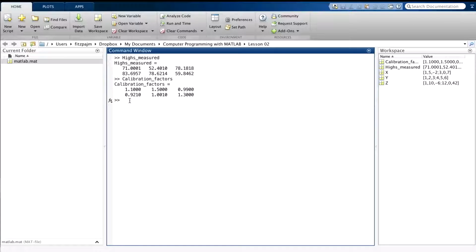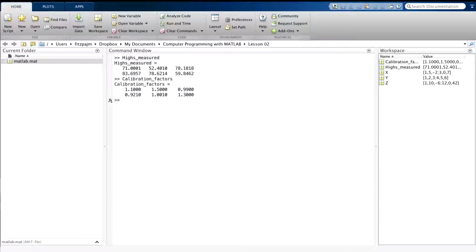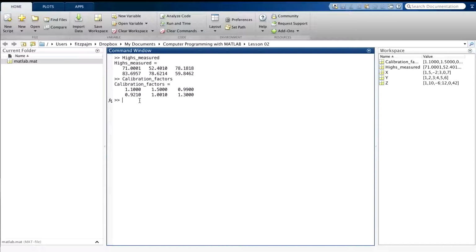Well, to get the true temperatures, we now need to multiply each element in highs measured by the corresponding element in calibration factors. And that's exactly what array multiplication does for us. So let's do that. Let's call the result highs true. And we'll set that to highs measured dot star. There's that array multiplication operator. Calibration factors.